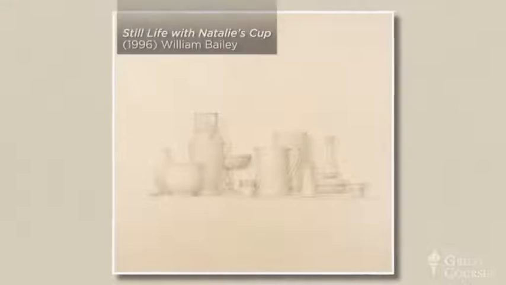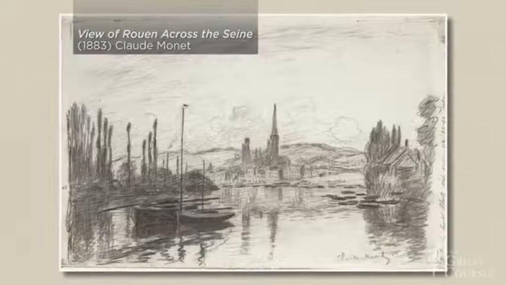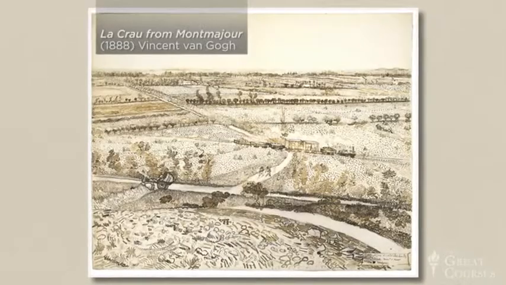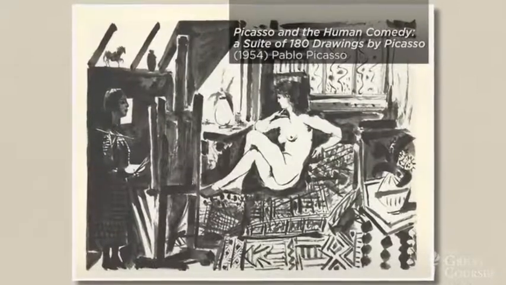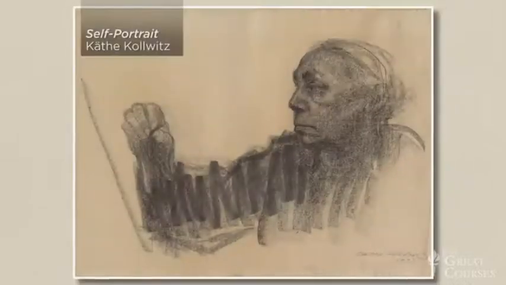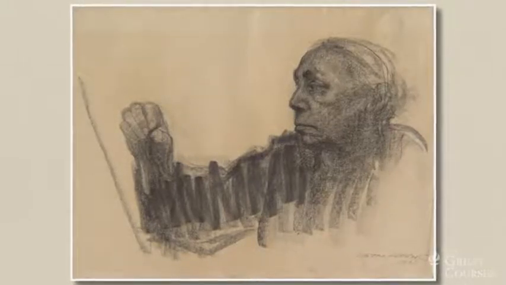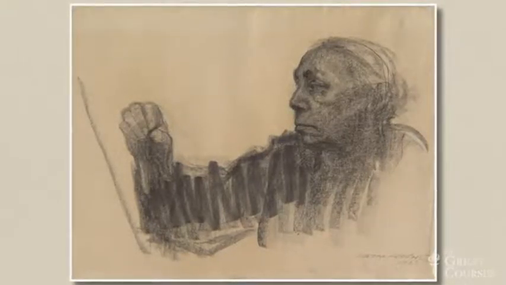The first, the Bailey still life. The second, the Monet, view of Rouen across the Seine. Third, this Van Gogh landscape. Fourth, this Picasso from the Human Comedy series. And fifth, a Kathy Kollwitz self-portrait. Each has a pronounced textural personality and mood, and this is related to formal and material choices.